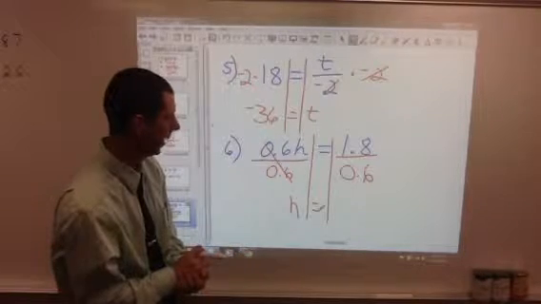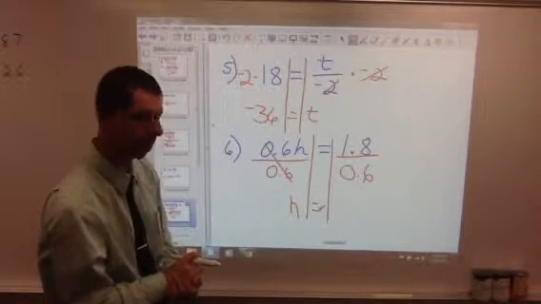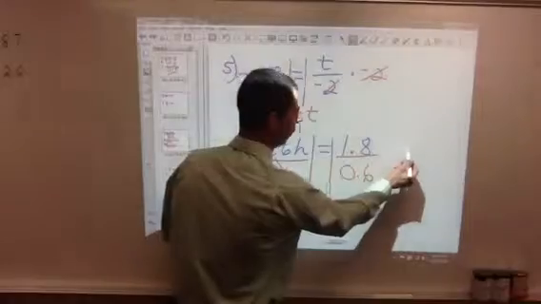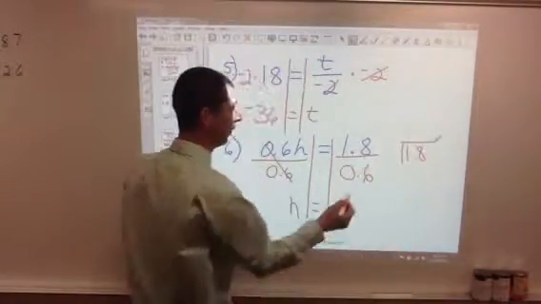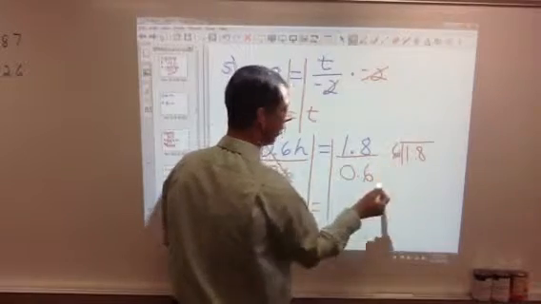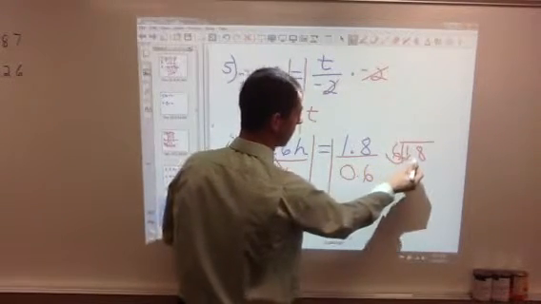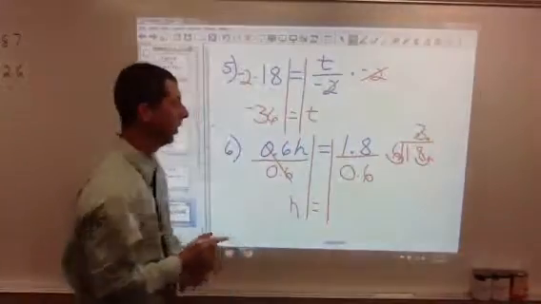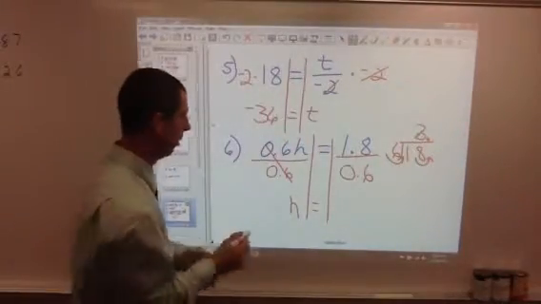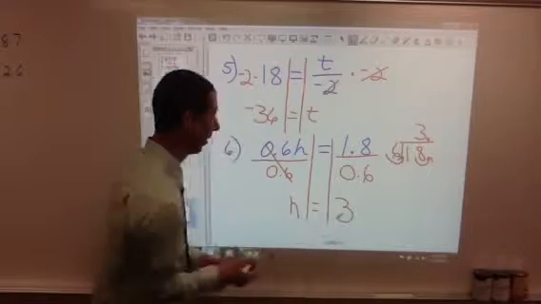1.8 divided by 0.6, okay? And if you were doing this, you would set it up like this if you did a long division. You know, you can use a calculator, so that might be easier, but I move my decimal one place, move it one place, bring it straight up, and my answer there is going to be 3. Okay, so this comes out to 3 here.